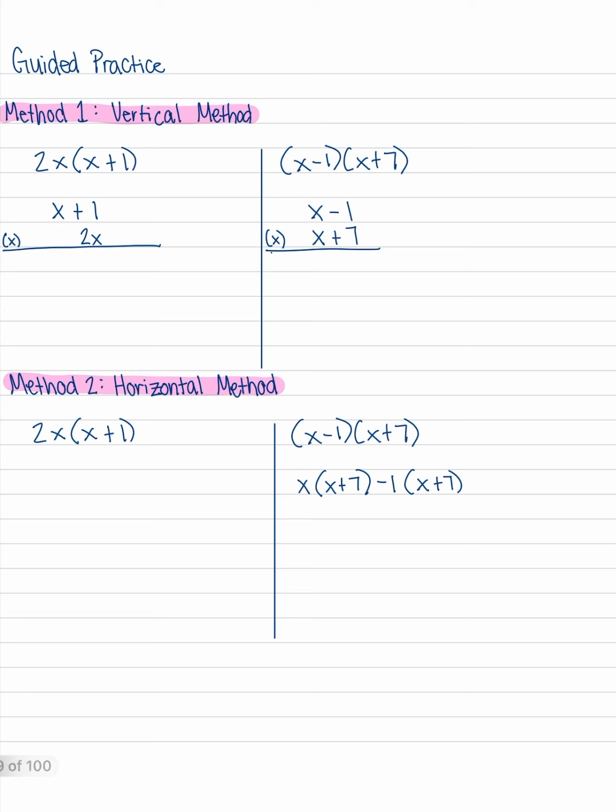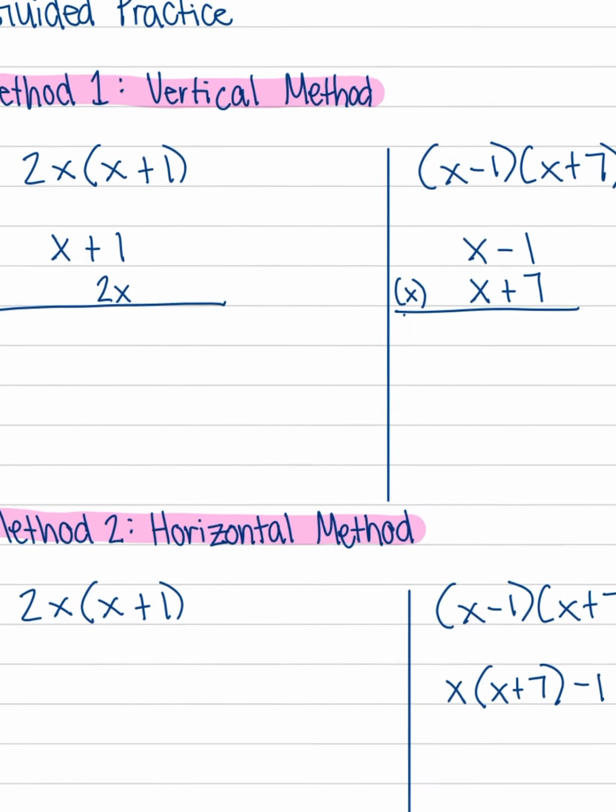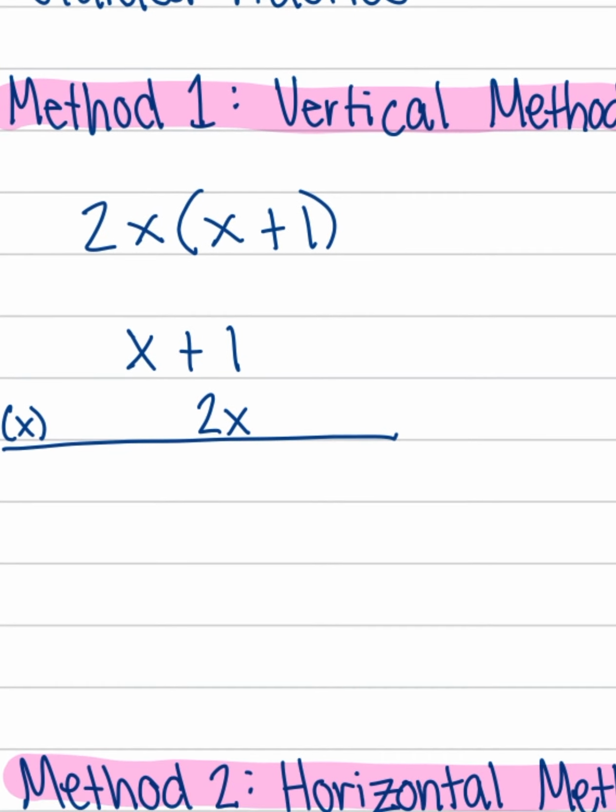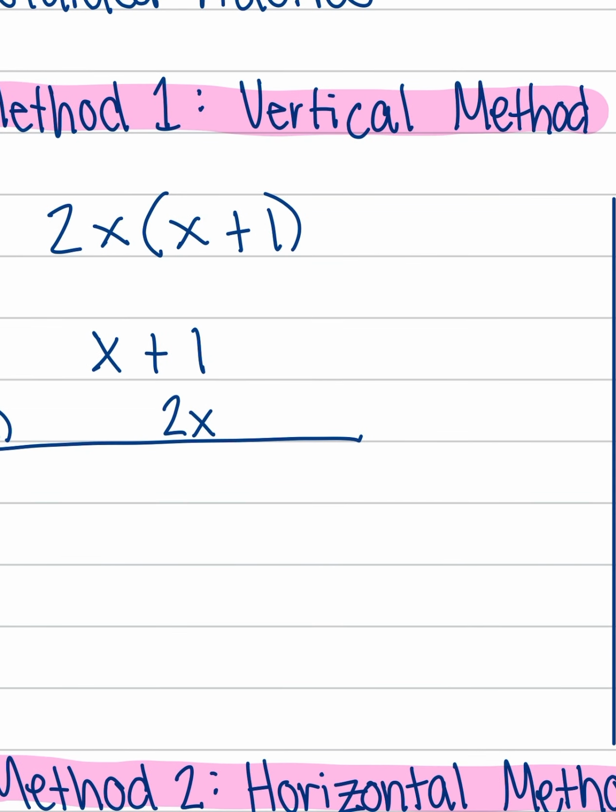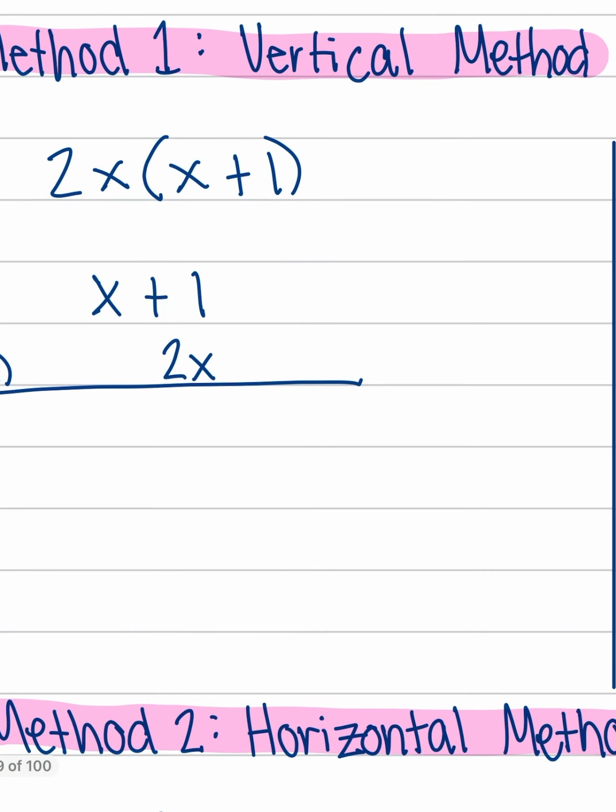All right, so we're going to start with the vertical method. So I have 2 examples for each. One where we have a binomial multiplied by a monomial. With the vertical method, it's set up just like normal multiplication, where we have the term with the most amount of terms at the top, and the smallest amount of terms at the bottom.